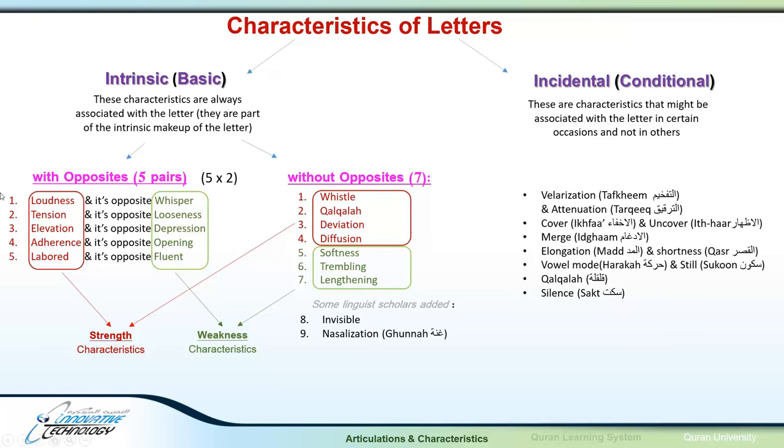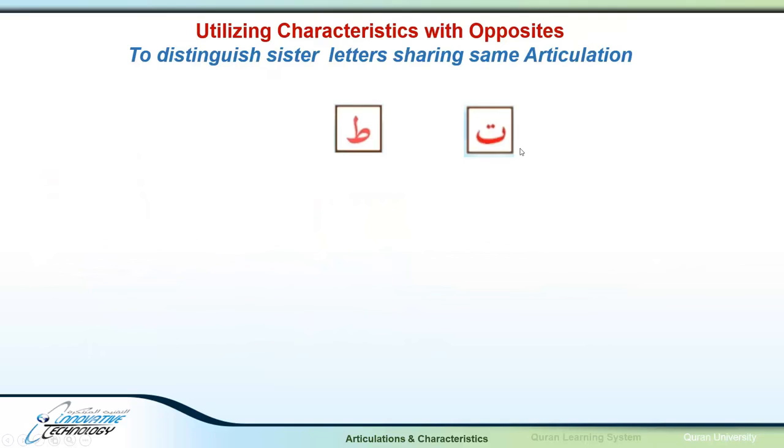We'll start first by explaining the characteristics with the opposites, those 5 pairs. And in order to do that, we're going to take 2 similar letters that share the same articulation and start to compare them using the 5 pairs of characteristics.